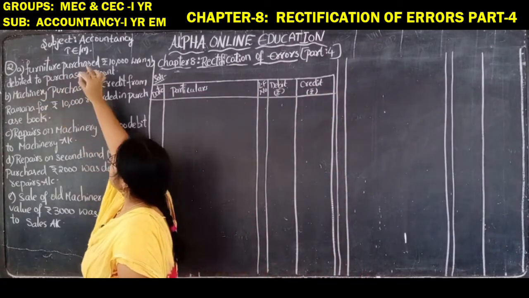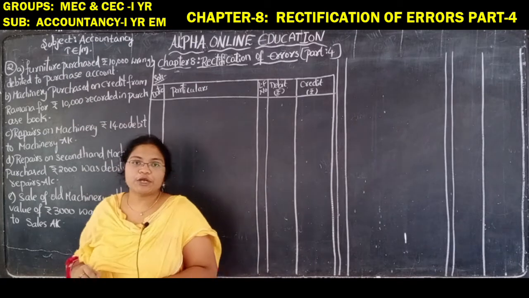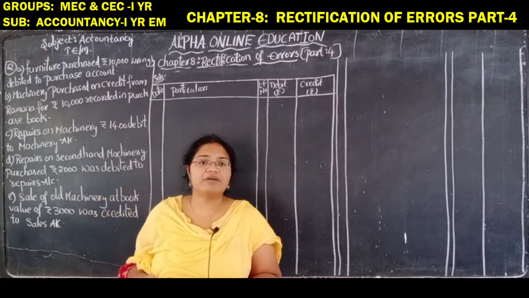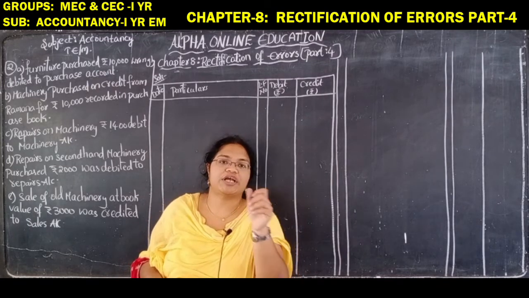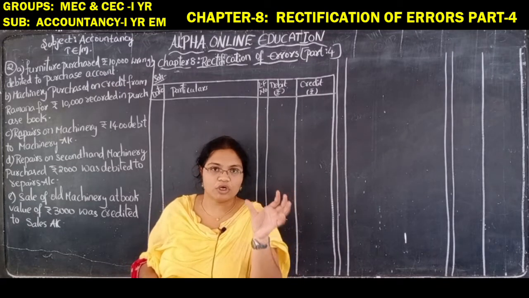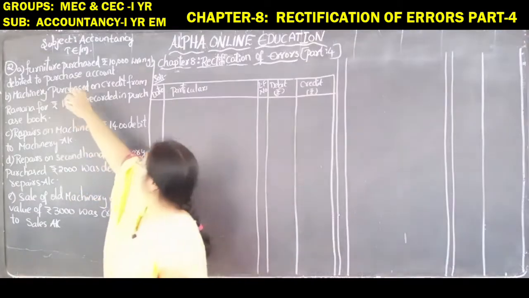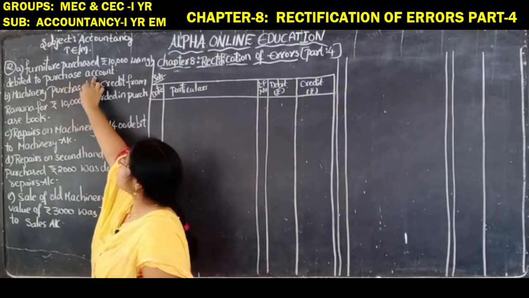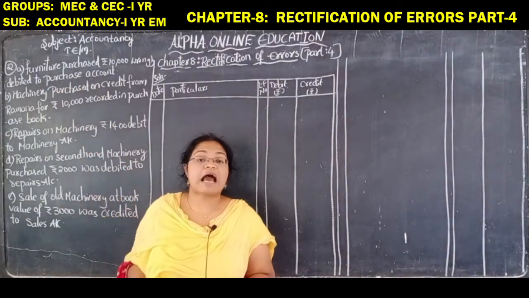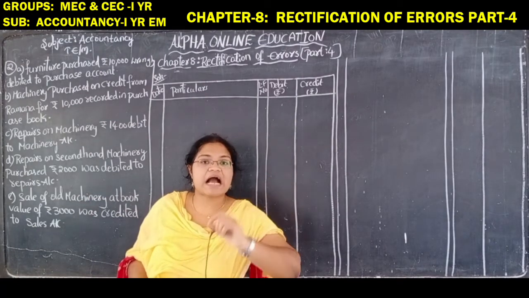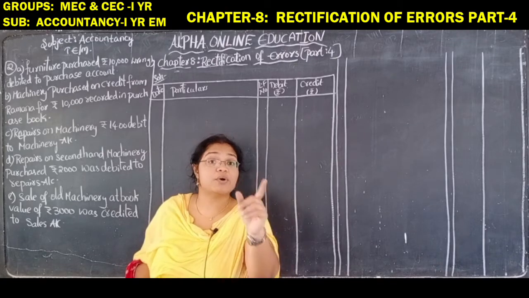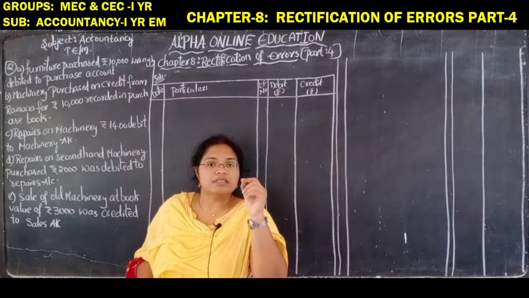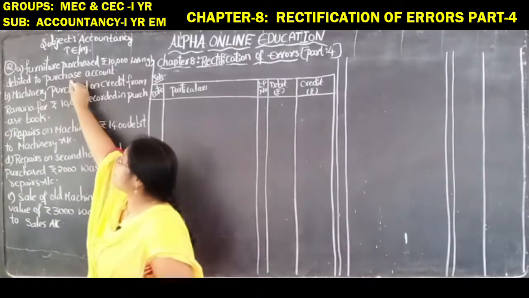Furniture purchased, 10,000 rupees. What will be the general entry for that? Furniture account debit to cash account. This is the original entry, but they debited the purchase account. It means they have written it as purchase account debit to cash account, which is a wrong entry. So they have debited the purchase.